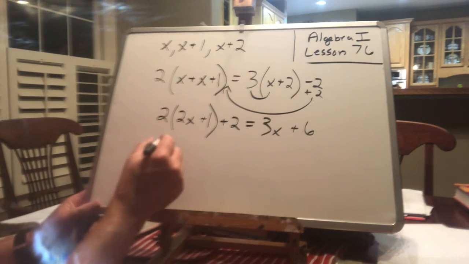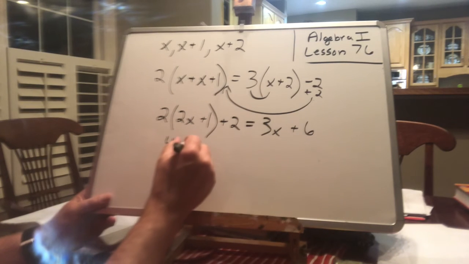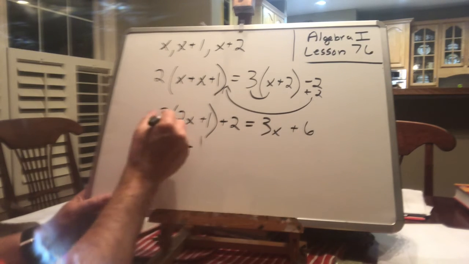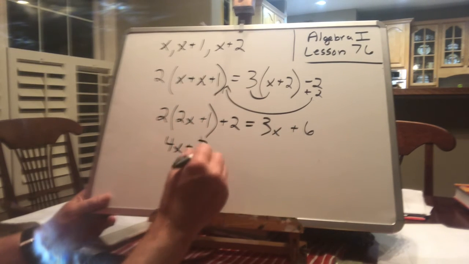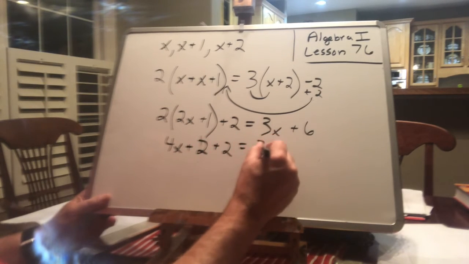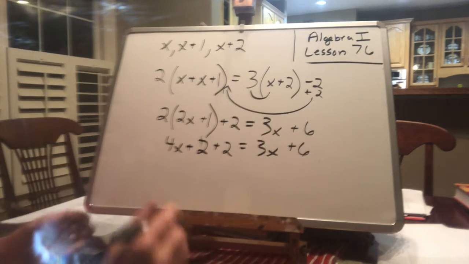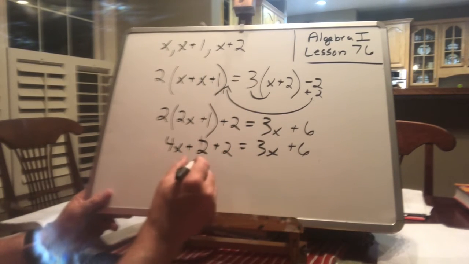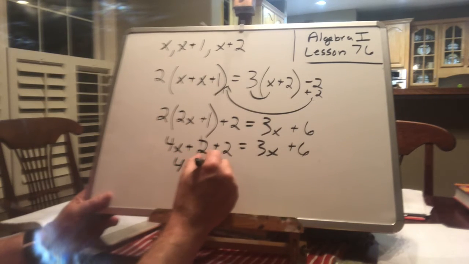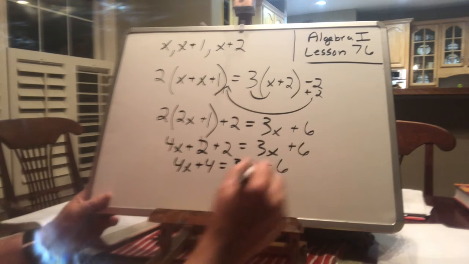Now I'm going to do the distributive property here, 2 times 2x is 4x, plus, 2 times 1 is 2. Plus 2 equals 3x plus 6. Add the like terms, which are the numbers. I'm left with 4x plus 4 equals 3x plus 6.